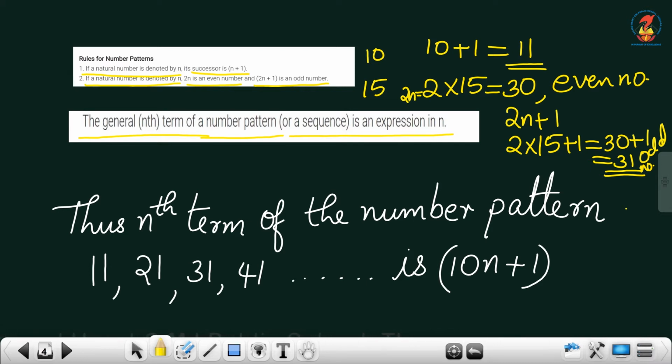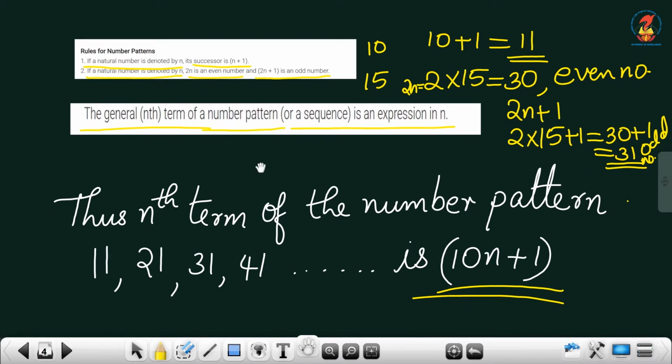Okay, now look at this number pattern. Nth term of the number pattern 11, 21, 31, 41. The nth term will be of the form 10n plus 1. If you are giving value 1 to n, what will happen?